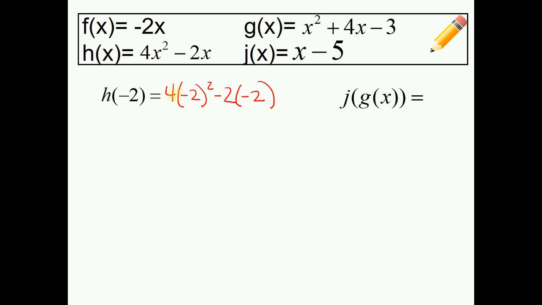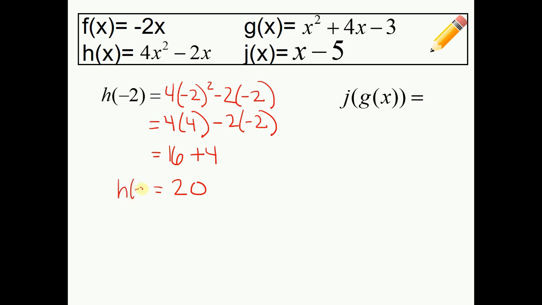So I have, let's kind of do my order of operations, right? So exponents first, negative 2 to the second, that would be 4. So now I have 4 times 4 there. Negative 2. Let's do some multiplication. 4 times 4, 16. Negative 2 times negative 2, that is a positive 4. So it looks like my answer for h of negative 2 would be 20.